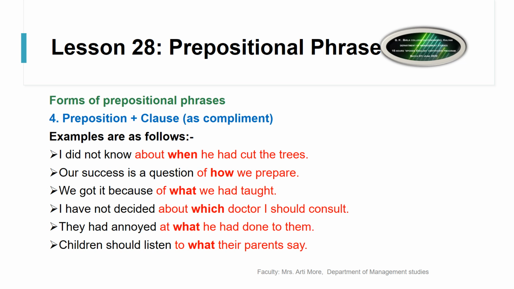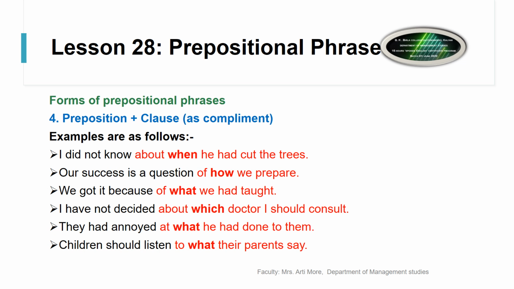I did not know about when he had cut the trees. About is a preposition and when begins a clause. So whatever starts from the preposition till the sentence ends becomes a prepositional phrase. So in this sentence, about when he had cut the trees, all becomes a prepositional phrase. Got it? Let's move to the next example.